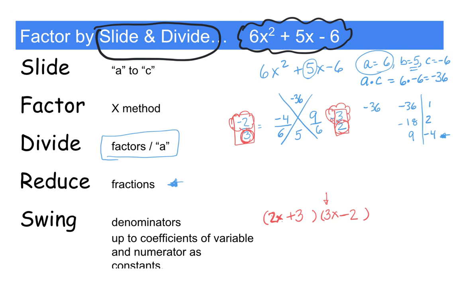So let's just do that for good measure. 2x times 3x is going to be 6x squared, and then minus 4x plus 9x minus 6. And now when I combine these, I get a very nice, neat original problem back with the correct signage and everything. And that's how you would do something like this.